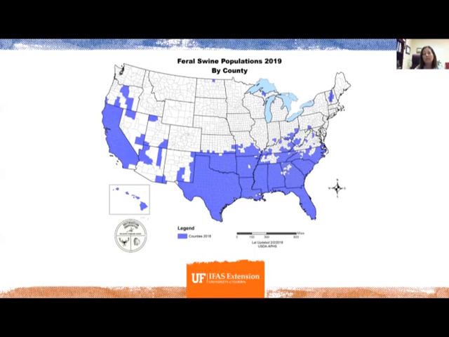We don't have any large natural predators, especially in our area. In South Florida, there's the panther. But in our area, we really just don't have a lot of predators that are going to take care of these wild hog populations. So we have close to 500,000 to 1 million wild hogs in the state of Florida.